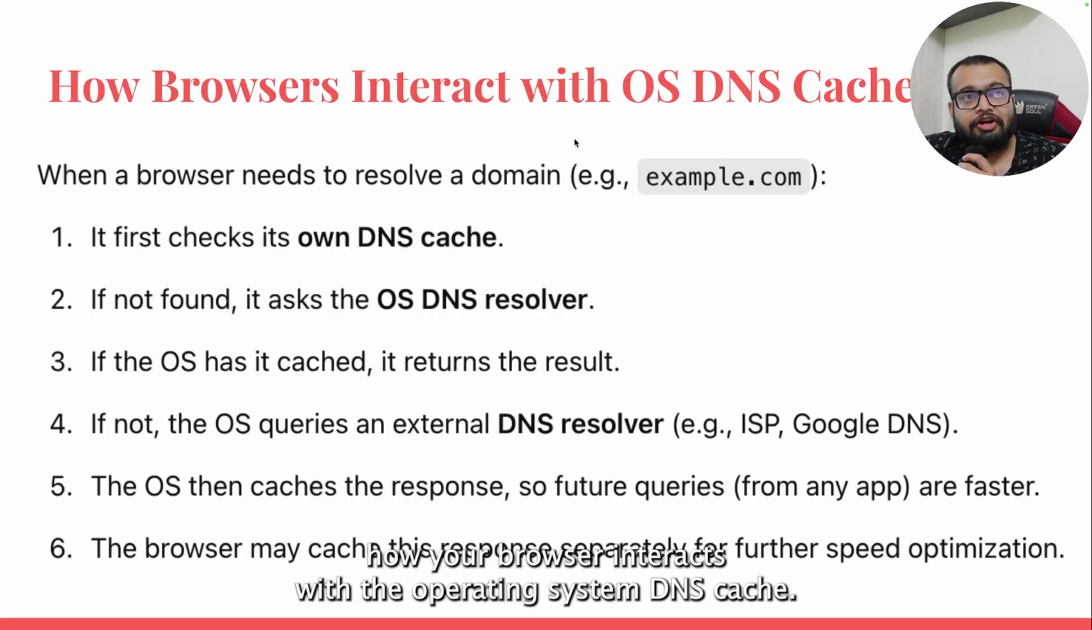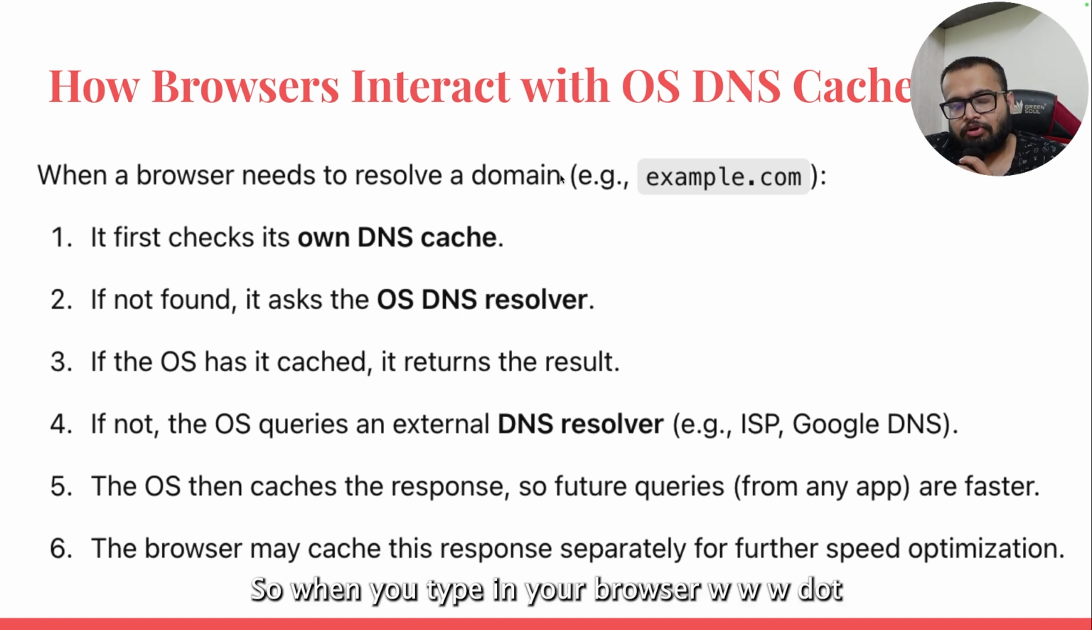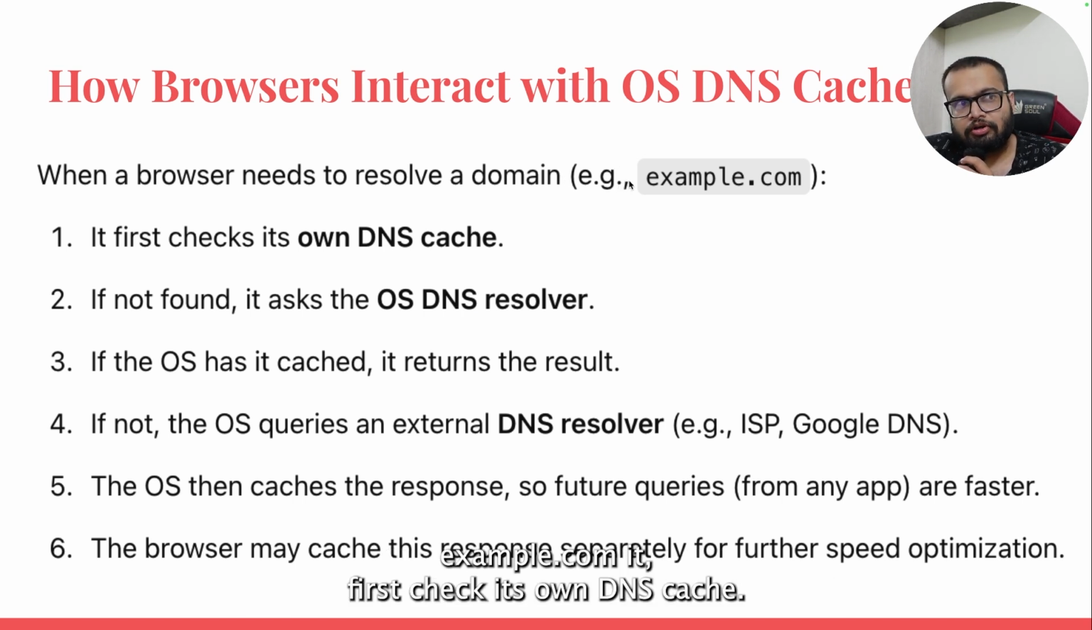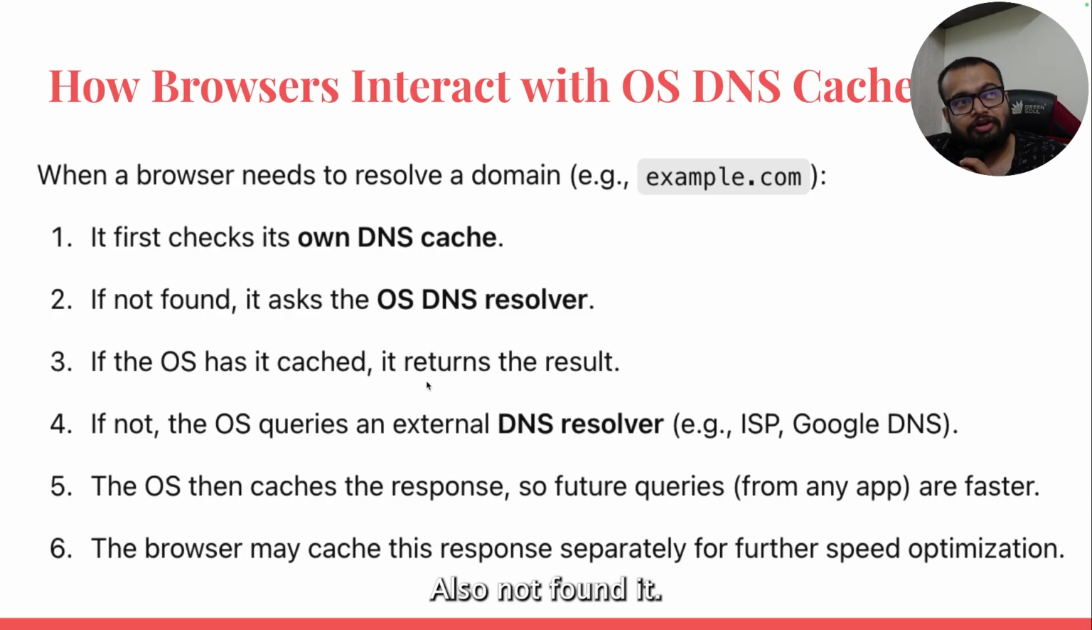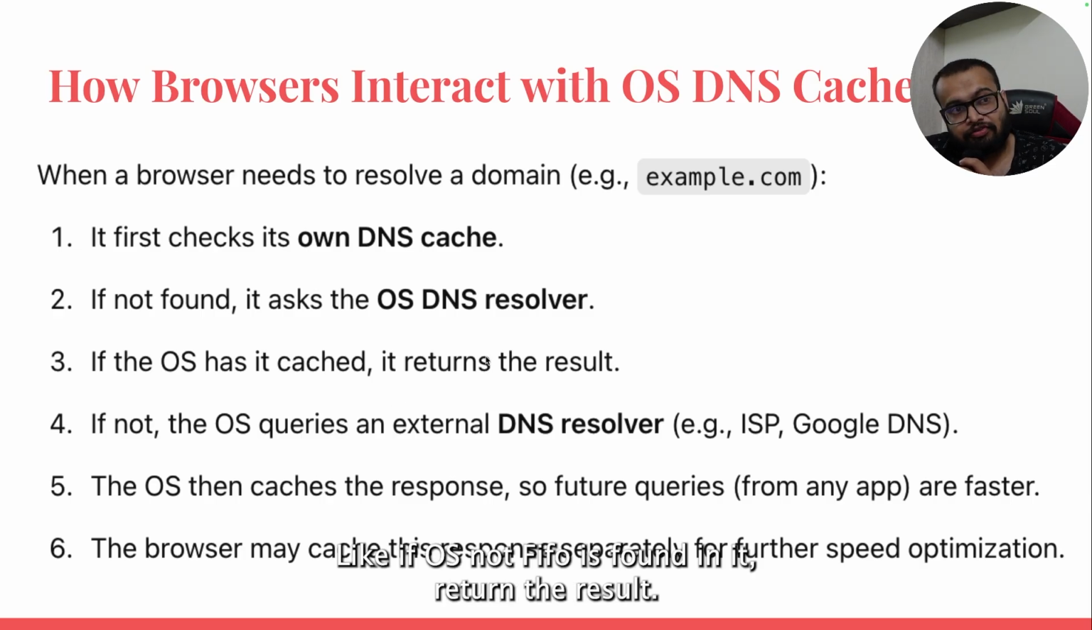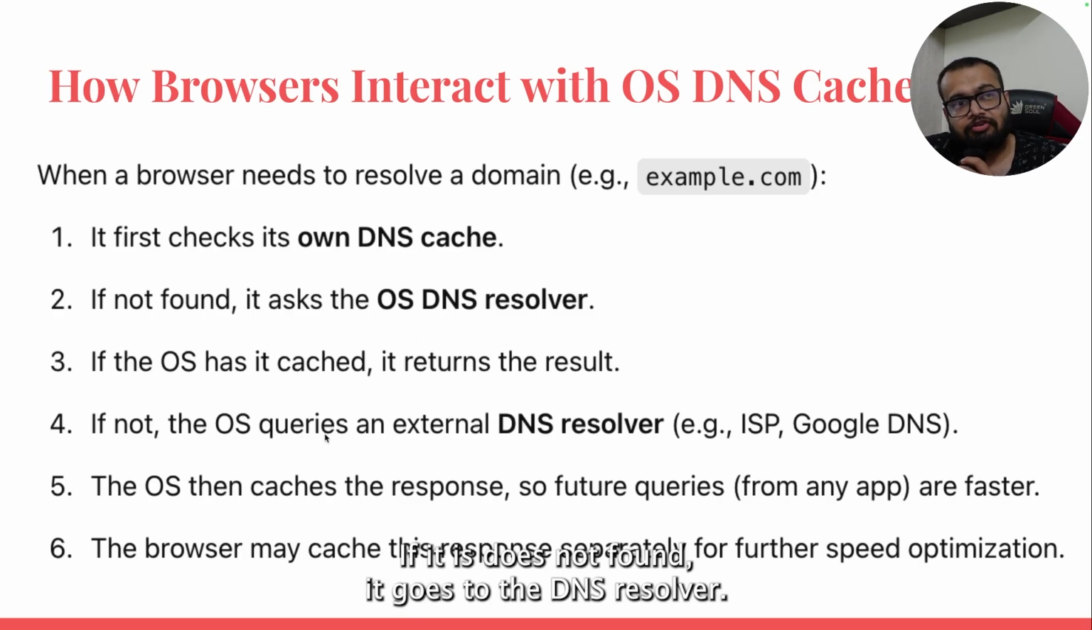How your browser interacts with the operating system DNS cache. When you type www.example.com in your browser, it first checks its own DNS cache. If not found, it checks the OS DNS resolver. If the OS finds it, it returns the result. If it doesn't find it, it goes to the DNS resolver.